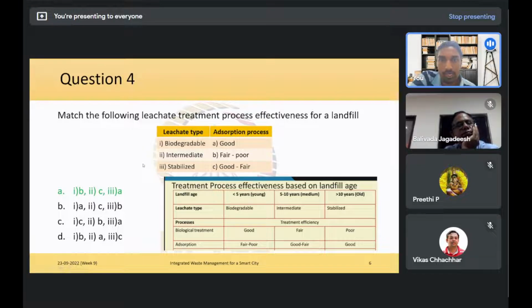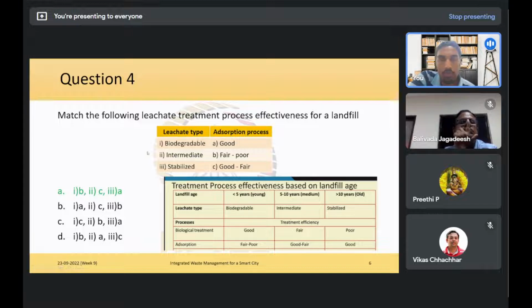Right. So for biodegradable leachate, the adsorption process will be fair to poor for treating such leachate, whereas for the intermediate type of leachate, the adsorption process will be good to fair. Whereas for the stabilized leachate, it will be a good option. It will have a good effect when we go for the adsorption process. So that is given in option A, the right match.